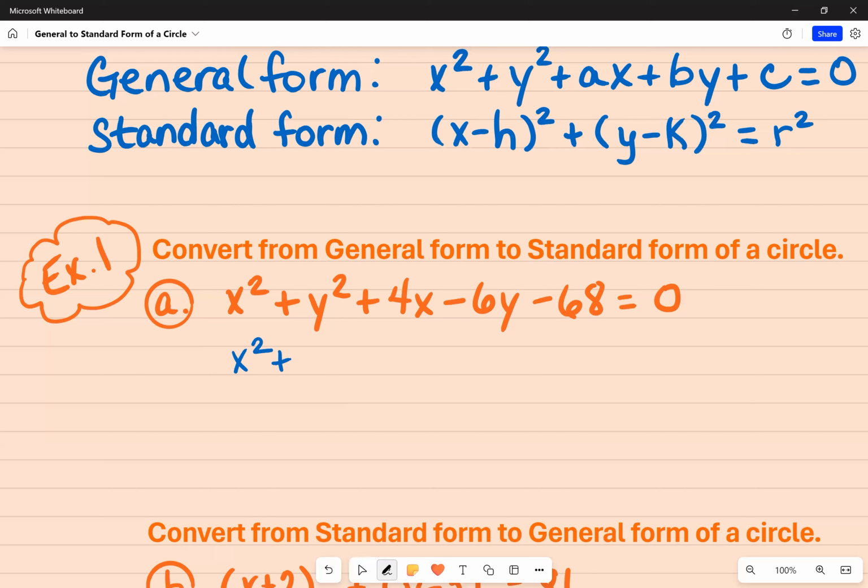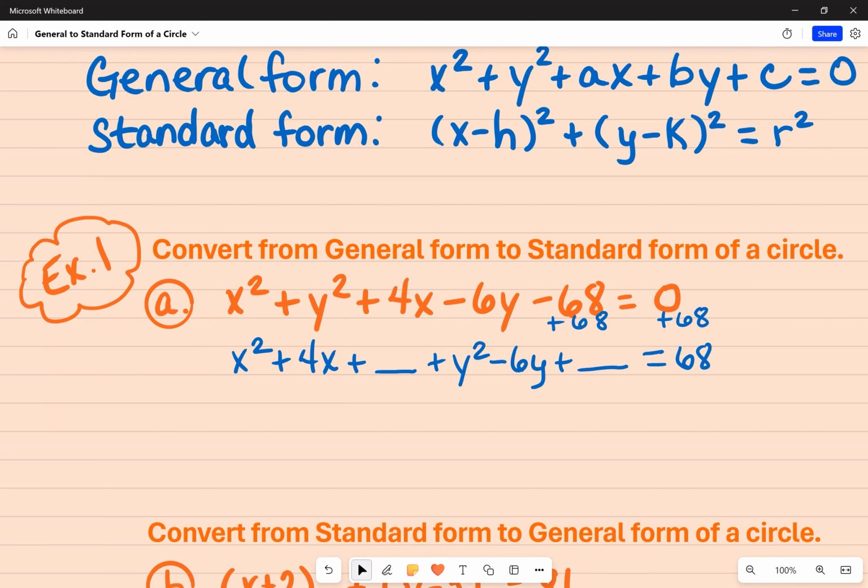X squared plus 4x, and then I'm going to leave a blank because I'm trying to complete the square. So plus blank. Now I want to do the same thing for my y variable, so plus y squared minus 6y plus blank. And for the constant, I want to move that to the other side. So instead of negative 68, I'm going to take the inverse, which is positive 68, and move it to the other side. So this is going to be set equal to 68.